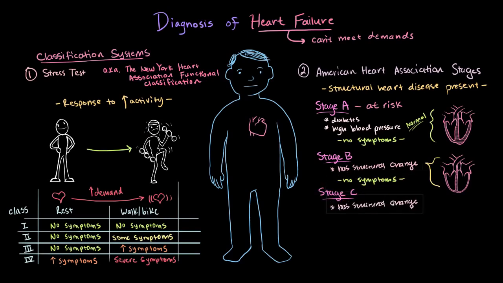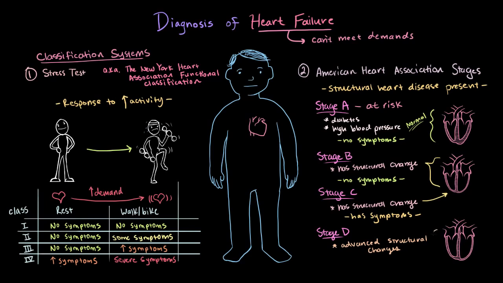At stage C, both a structural heart disease has occurred and symptoms of heart failure are present. And finally, stage D indicates an advanced level of heart disease and continued symptoms of heart failure. And this level usually requires aggressive medical therapy and intervention. So using these two systems together, doctors can get an idea on how best to treat each patient based on both their class and stage of heart failure.